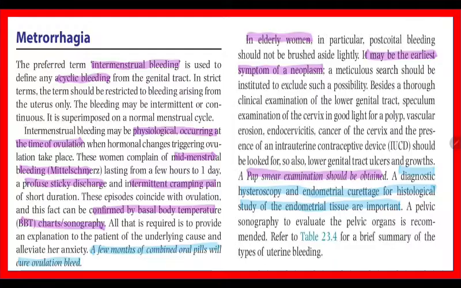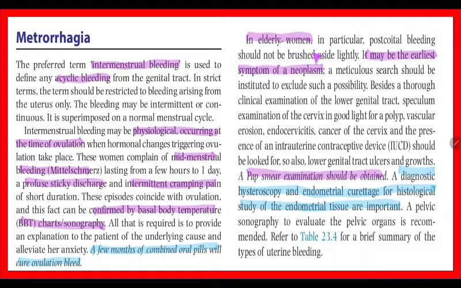Coming to one important form of menorrhagia, that is metrorrhagia. Basically it is intermenstrual bleeding, defined as acyclic bleeding from the genital tract. It can be physiological, occurring at the time of ovulation, where the female complains of mid-menstrual bleeding, with profuse sticky discharge and intermittent cramping pain. It is confirmed by basal body temperature chart or sonography. A few months of combined oral pills will cure this ovulation bleeding.